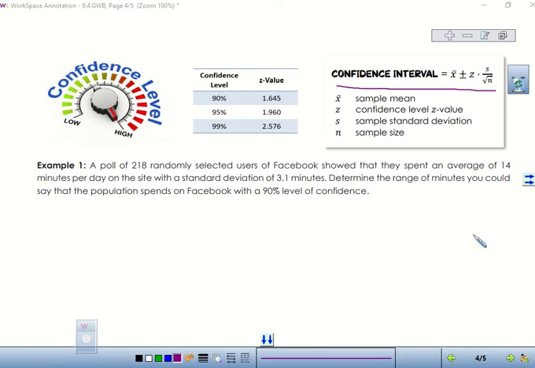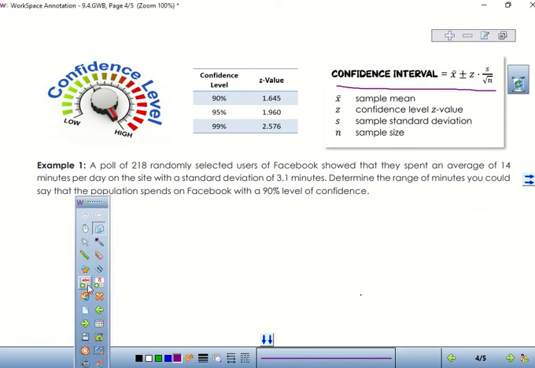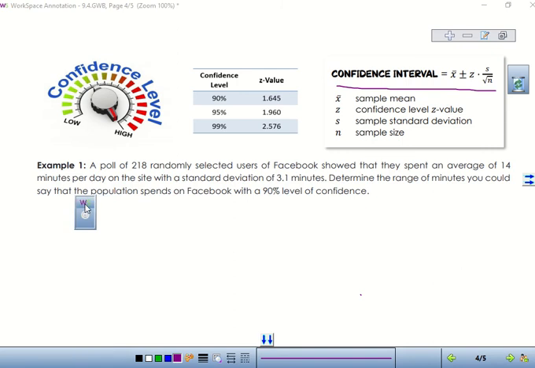So let's go ahead and try the first one. We're going to go through and identify all the variables. A poll of 218 randomly selected users of Facebook show that they are spending an average of 14 minutes per day on the site with a standard deviation of 3.1 minutes. Determine the range of minutes you could say that the population spends on Facebook with a 90% level of confidence.